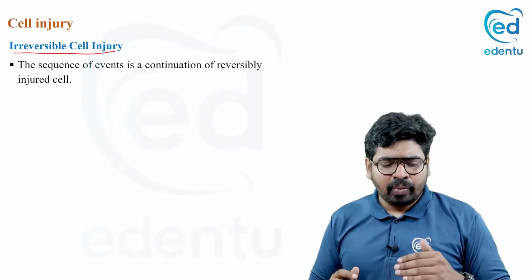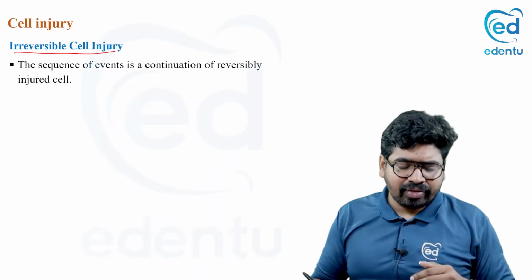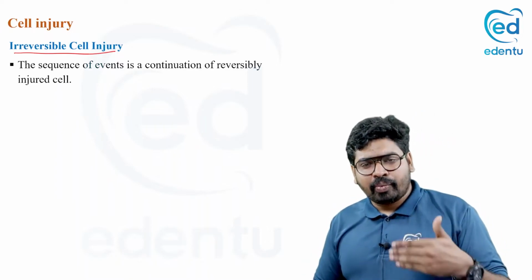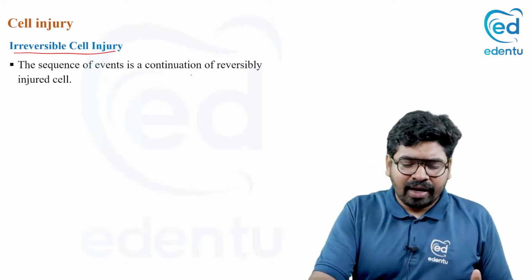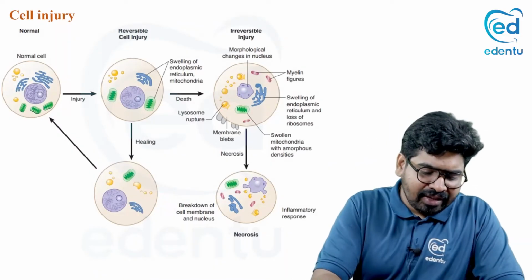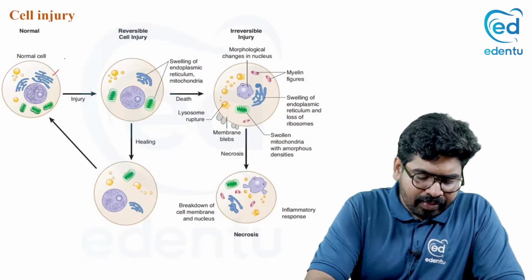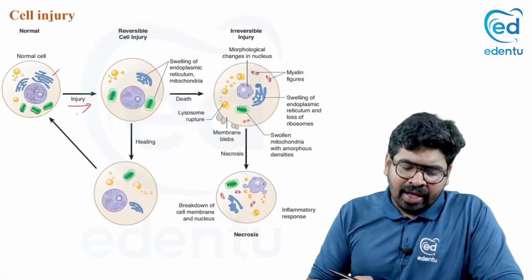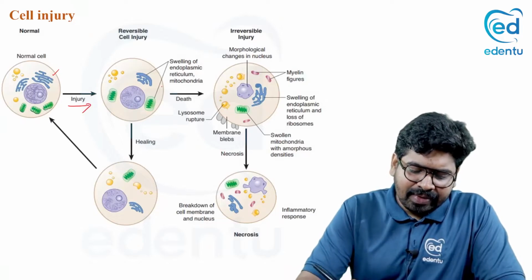Now here, in the sequence of events, more and more stress is given. The cell will undergo what? Irreversible cell injury. Now, if you see in this figure, there is a normal cell. We have an injury here. Now, in the reversible cell injury, what happens?